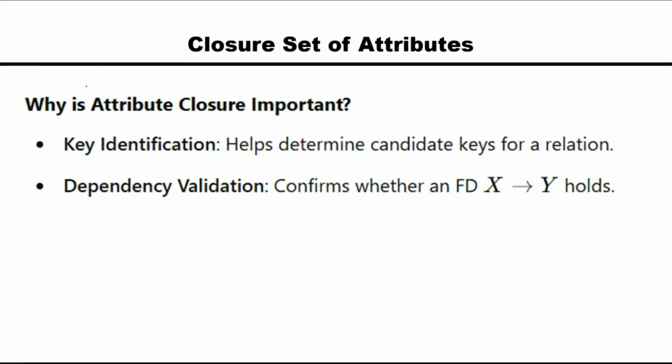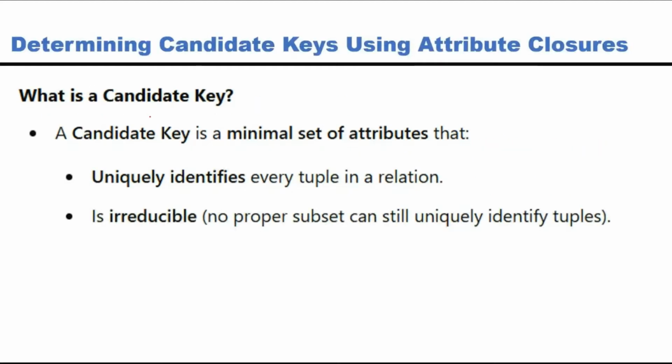Okay, students, so we have understood the importance of closure set of attributes. Why are they important? Because they help in identifying the keys. So what is the application of closure set of attributes? The very important application is that it helps in determining candidate keys using the attribute closures.